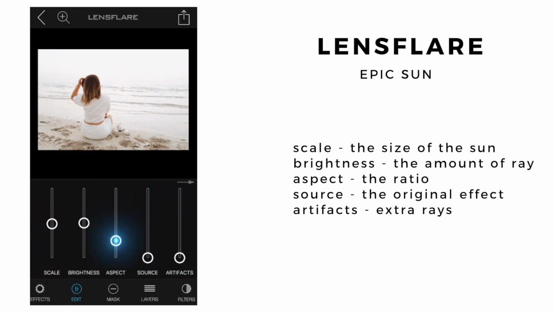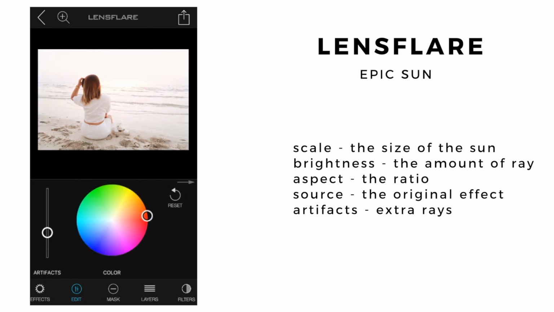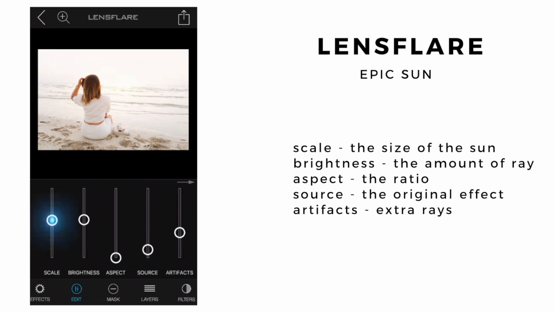On this app, you will see the edit option wherein you can see the scale, the brightness, the aspect, source, and artifacts. Just edit them the way you want it to look like. In my case, I want it super bright because I want it to look like I'm standing in front of the rays of the sun. And when I'm happy with it, I adjust the color wheel to the color of my feed, which is orange golden. Now, when I'm happy with that, I go ahead and save it.